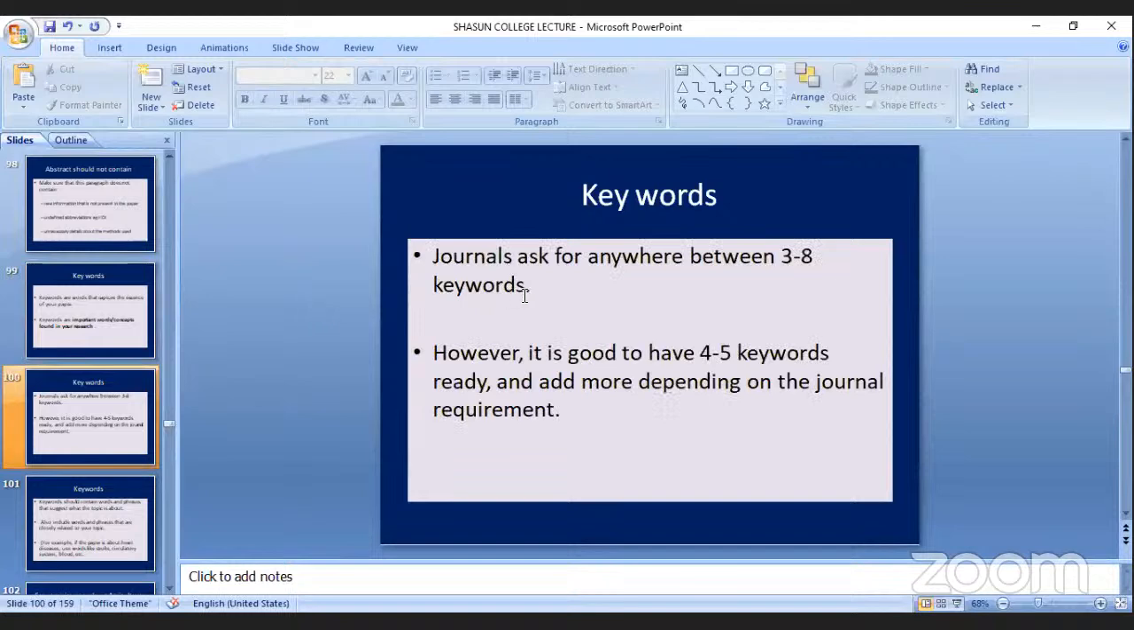Now, the journals usually ask for keywords also. Write 250 words of abstract and give 2 to 3 keywords or 5 keywords. Normally, they will ask for the keywords, so you can write the keywords wherever it is required. Sometimes if they have not asked, there is no need, but usually they will ask. Keywords are very, very important.